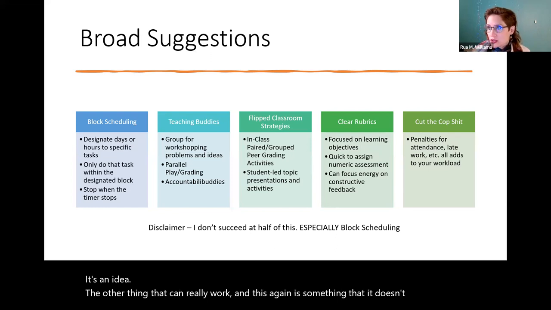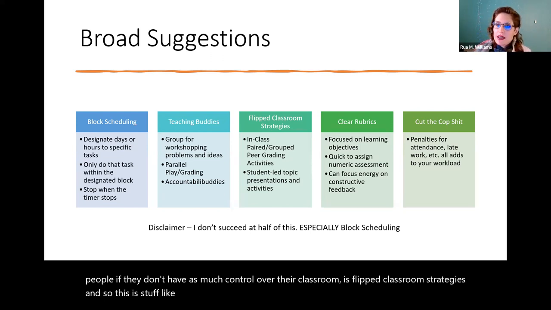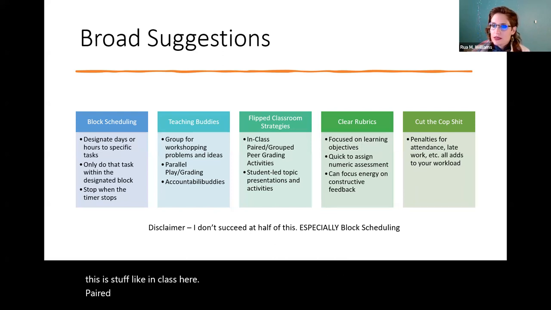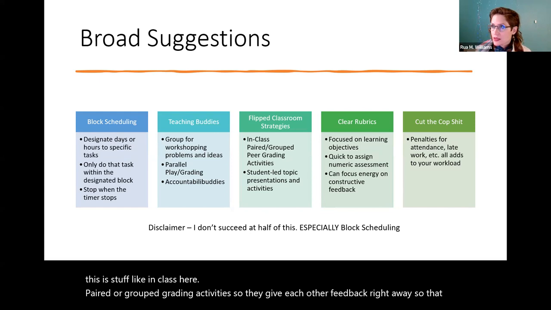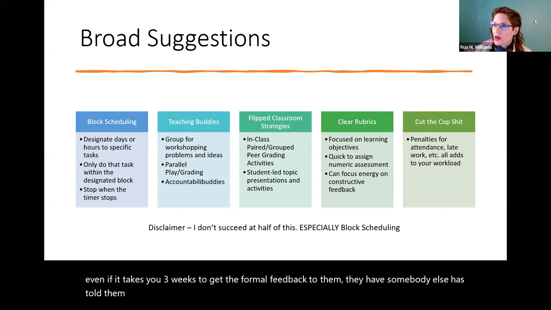It's an idea. The other thing that can really work, and again this is something that doesn't work for people if they don't have as much control over their classroom, is flipped classroom strategies. This is stuff like in-class paired or grouped grading activities. They give each other feedback right away, so that even if it takes you three weeks to get the formal feedback to them, somebody else has told them some of the things that are unclear about their work or that could be improved.